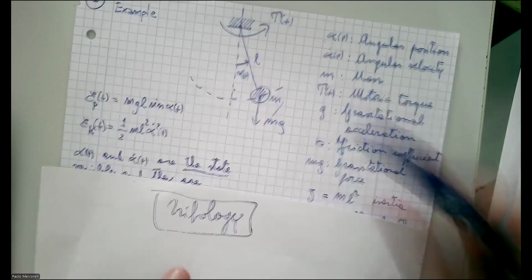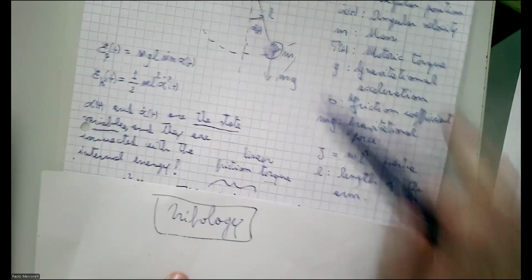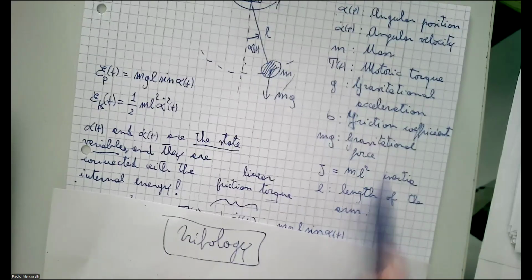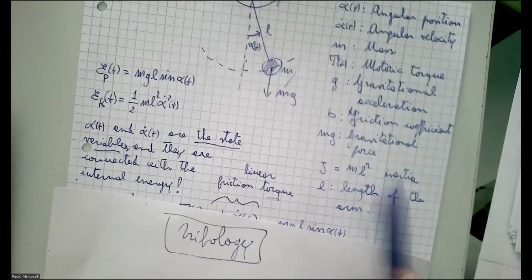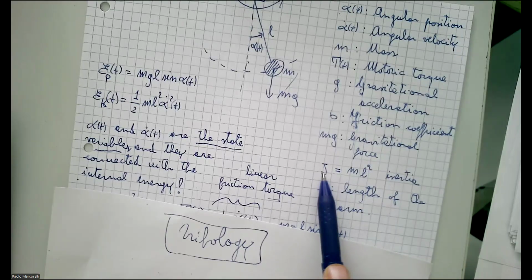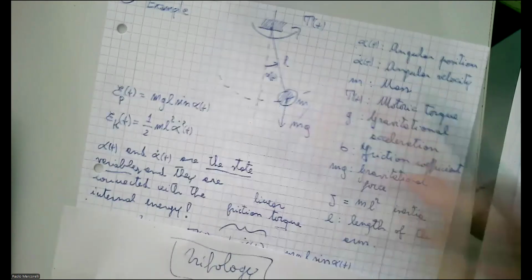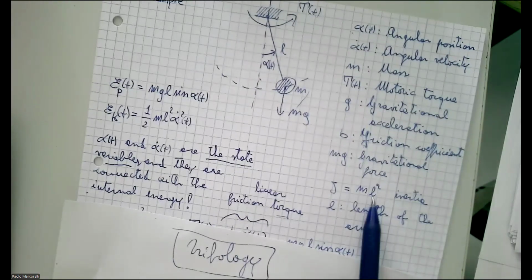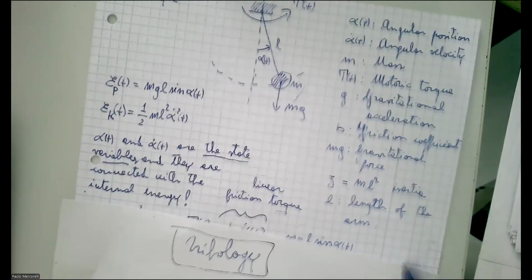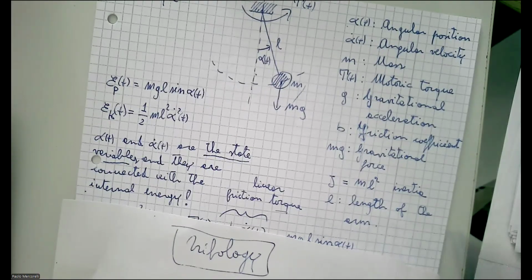Mg is the gravitational force, the product between the mass and the gravitational acceleration. Look here for some details. We are not here to analyze in depth the model because probably you know already. J is the inertia, which in this ideal situation is m multiplied by the length squared. L is the length of the arm.